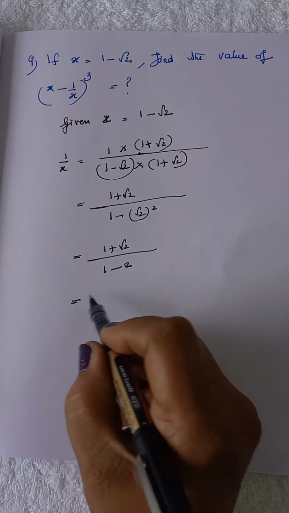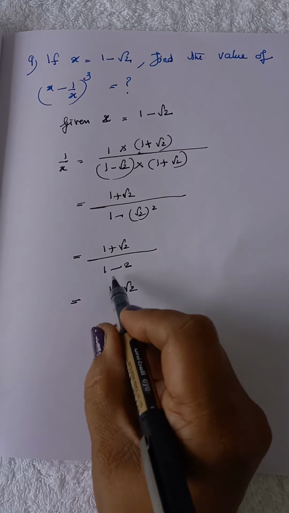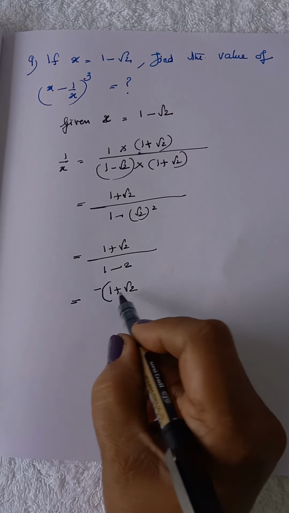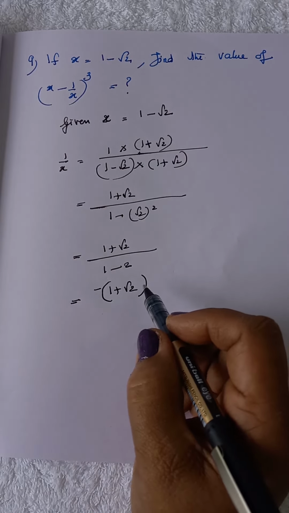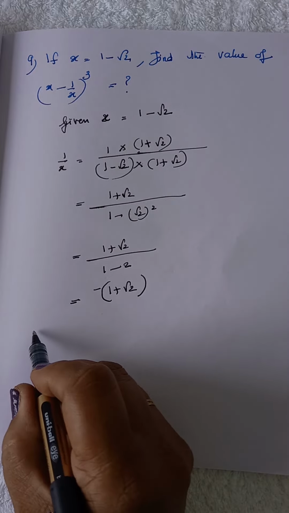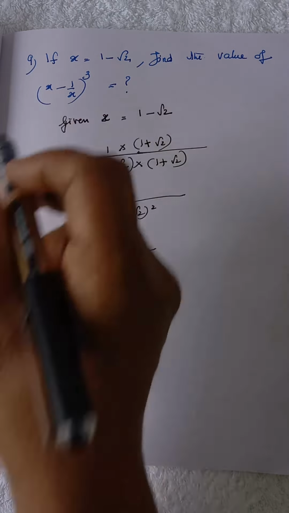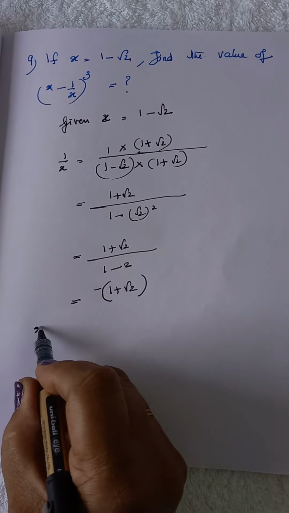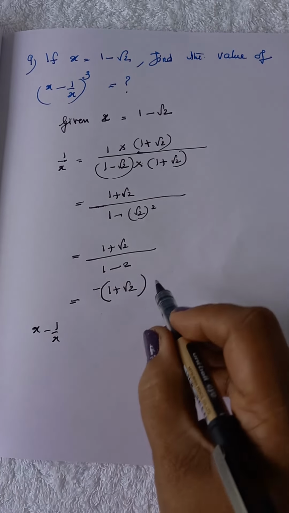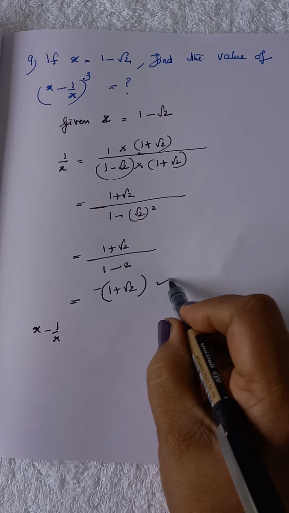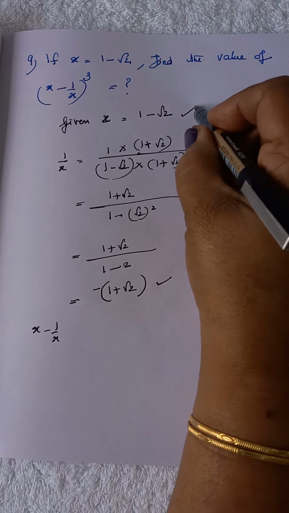So this is equal to 1 plus root 2 divided by minus 1. So we can write it like this, minus of 1 plus root 2. Now we have to find out x minus 1 by x at first. So x minus 1 by x. We found the value of 1 by x. We are given the value of x.